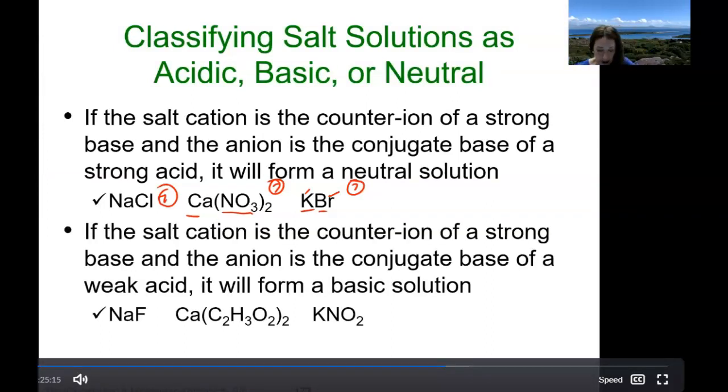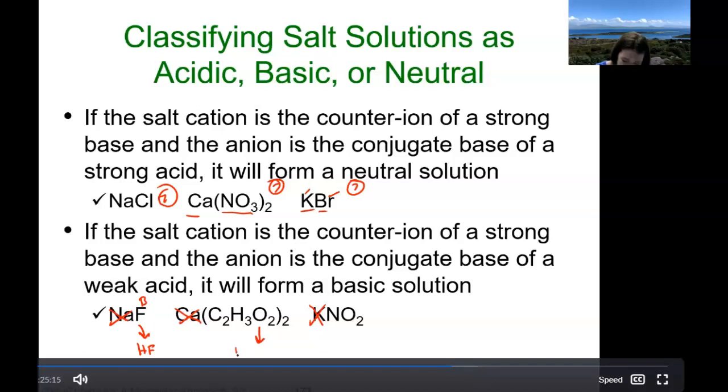If the salt, the ionic compound, has the counterion of a strong base, and the anion is the conjugate base of a weak acid, then it will form a basic solution. Okay, what does that mean? Na, NaOH, don't care. Ca, Ca(OH)2, doesn't matter. K, KOH, doesn't matter. All those come from strong bases. So I cross them off because they are not going to contribute to the pH. They're pH neutral. So now we need to look at this. F, that comes from HF, right? If HF is a weak acid, its conjugate is a weak base. So this is going to be basic.